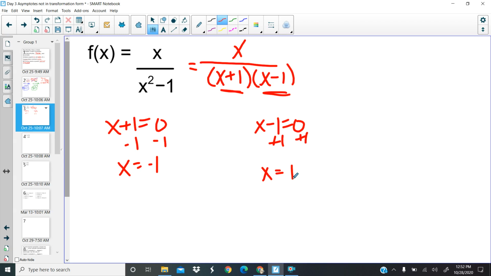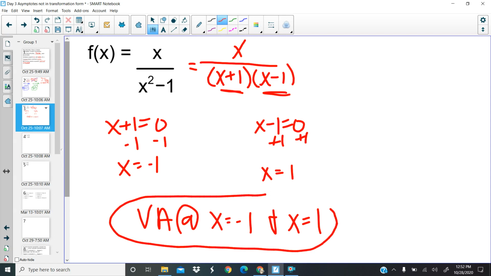So for this one, since they're both vertical asymptotes, you can write that you have a vertical asymptote at x equals negative 1 and x equals positive 1. And that would be your answer whenever you're finding all the holes and vertical asymptotes on that one.